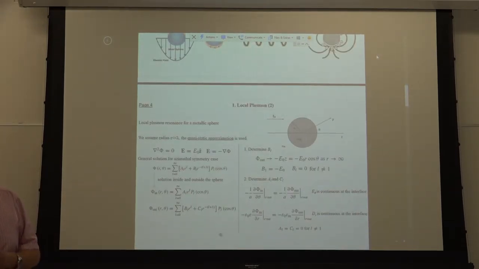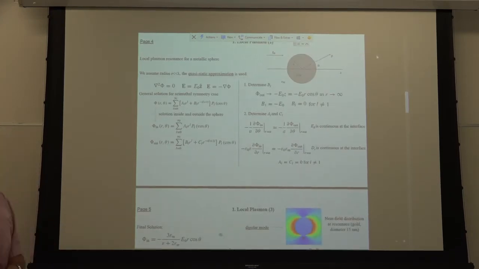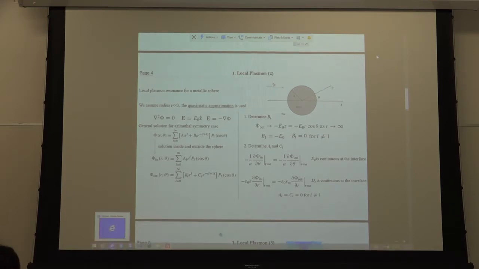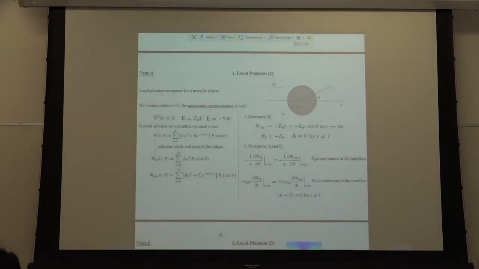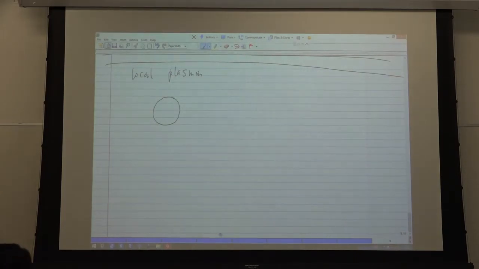Now how to solve this problem? One way to solve this problem is to solve the Laplacian problem. I need to sit down to derive something. This is a hard one. How to solve this problem? How to find this resonance condition? This is difficult, not easy to understand, because I draw this picture, and this E field is key.